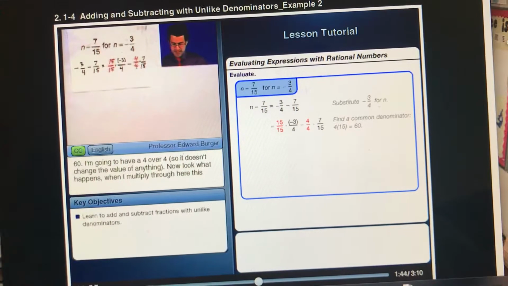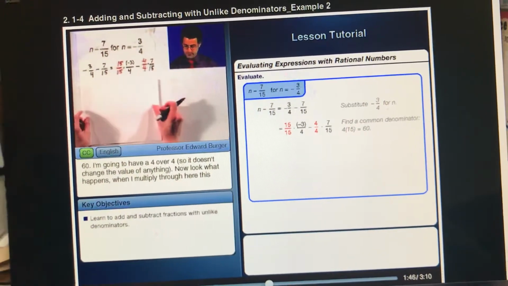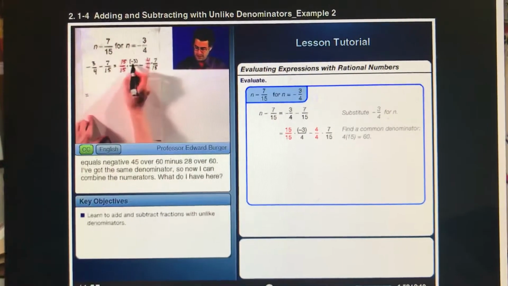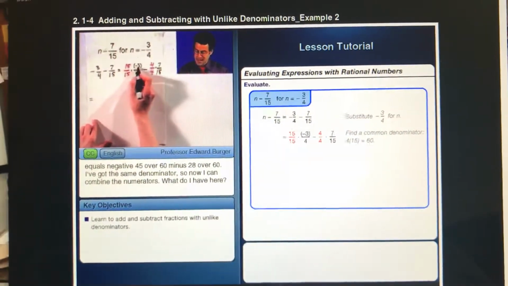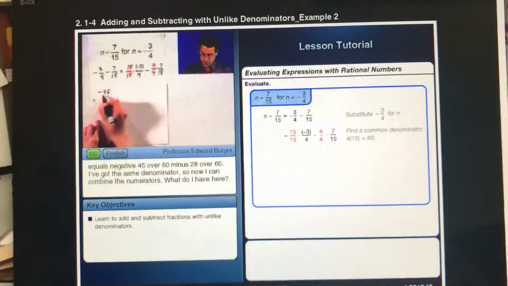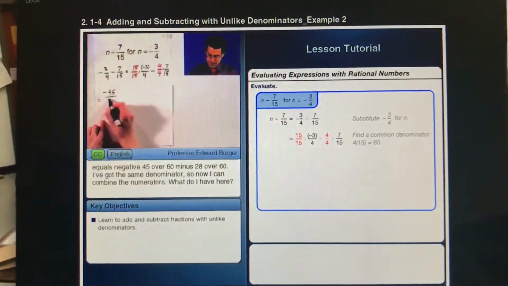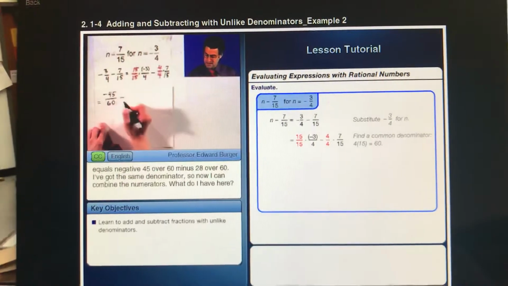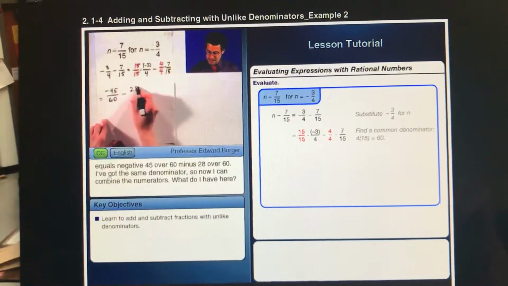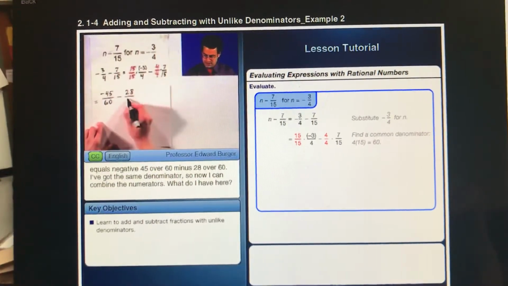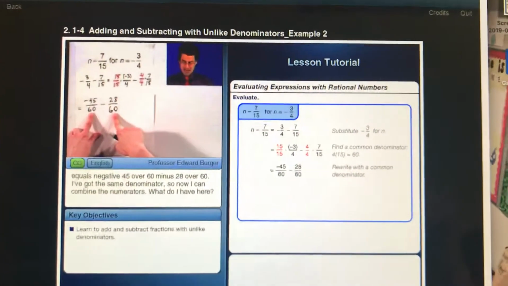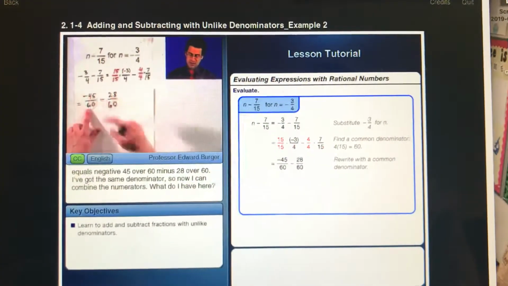Well, now, look what happens. When I actually multiply through here, this equals, I'm going to have 15 times negative 3. That gives me a negative 45 over 15 times 4, that's 60, minus 4 times 7 is 28 over 60. And look, I've got the same denominator, and so now I know I can combine the numerators.